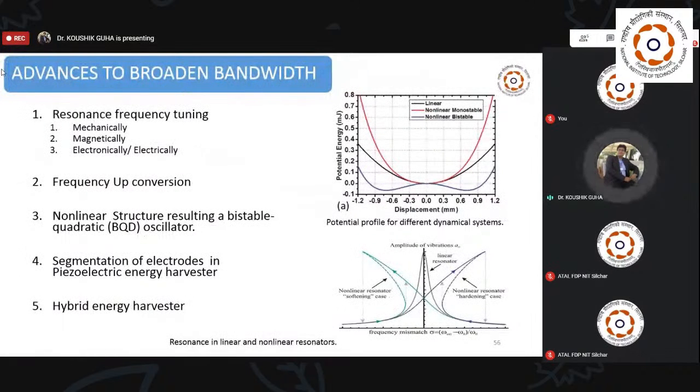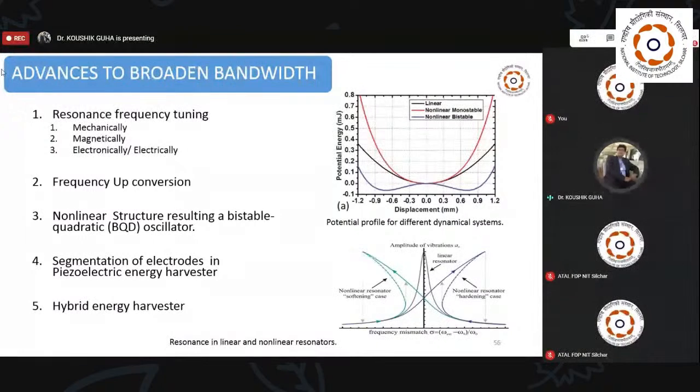So what are the technologies to broaden the bandwidth? There are many technologies that we can use to broaden the bandwidth. One of them is resonance frequency tuning. It can be done mechanically, magnetically, or electronically. Then the frequency up-conversion technique is also there in the reported literature. Lots of reports have been published on this. Then a nonlinear structure resulting in a bistable quadratic oscillator, BQD system.